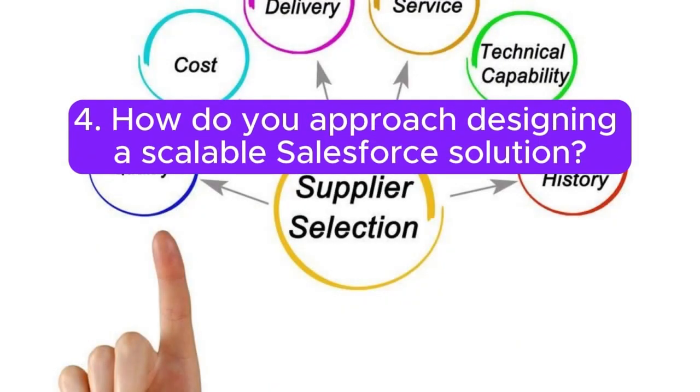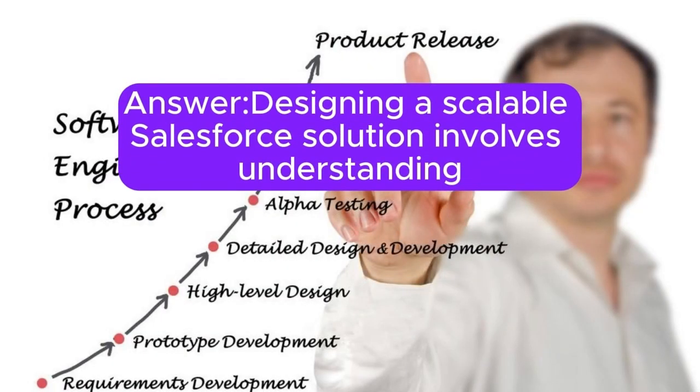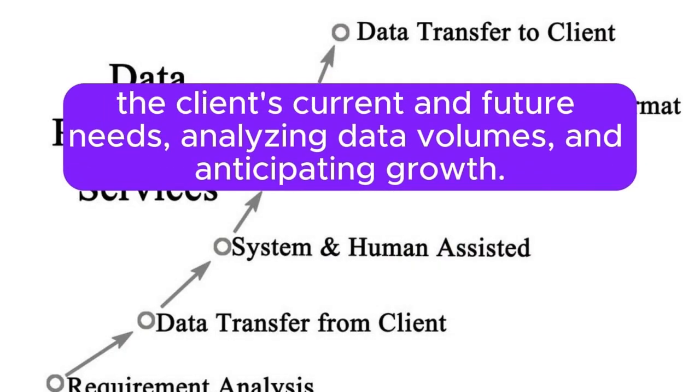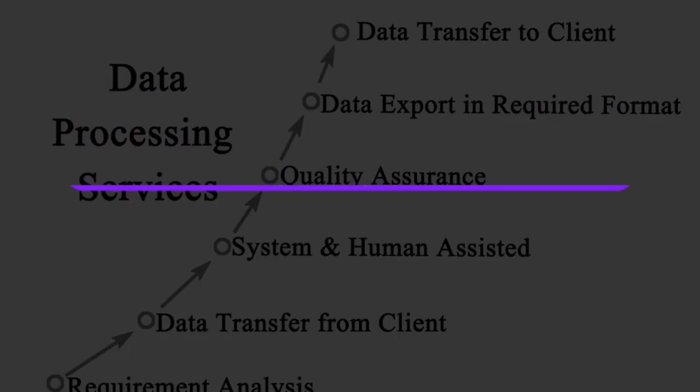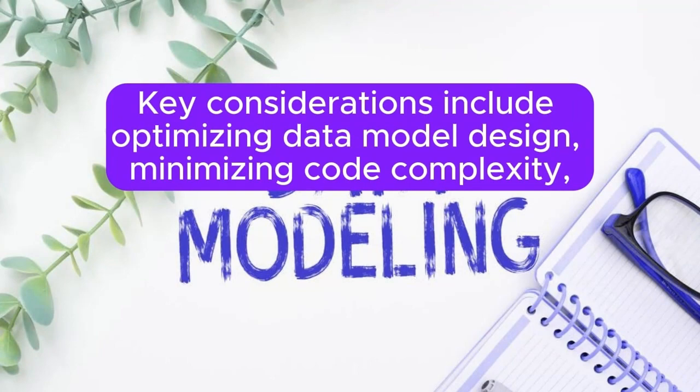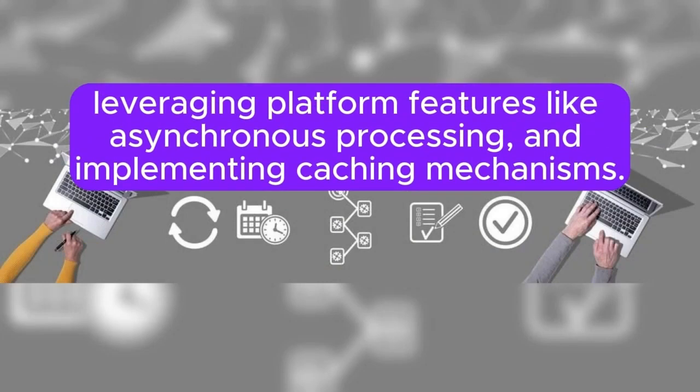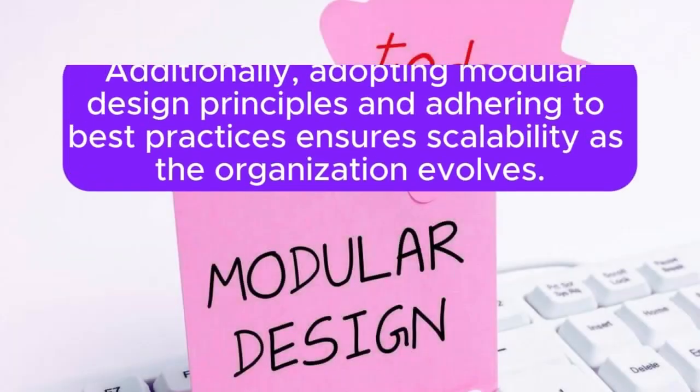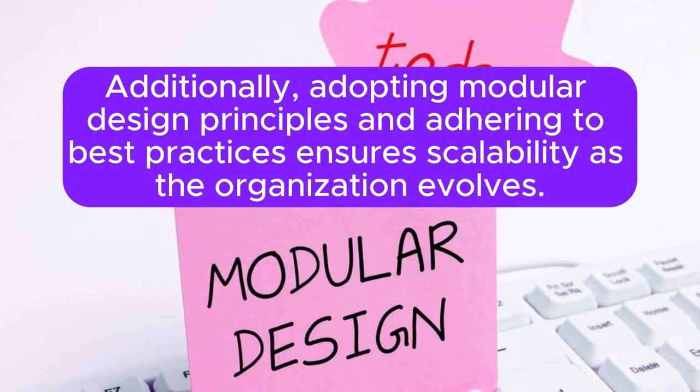4. How do you approach designing a scalable Salesforce solution? Answer: Designing a scalable Salesforce solution involves understanding the client's current and future needs, analyzing data volumes, and anticipating growth. Key considerations include optimizing data model design, minimizing code complexity, leveraging platform features like asynchronous processing, and implementing caching mechanisms. Additionally, adopting modular design principles and adhering to best practices ensures scalability as the organization evolves.